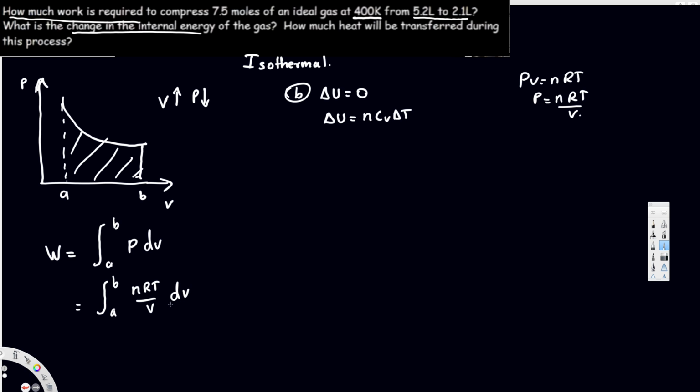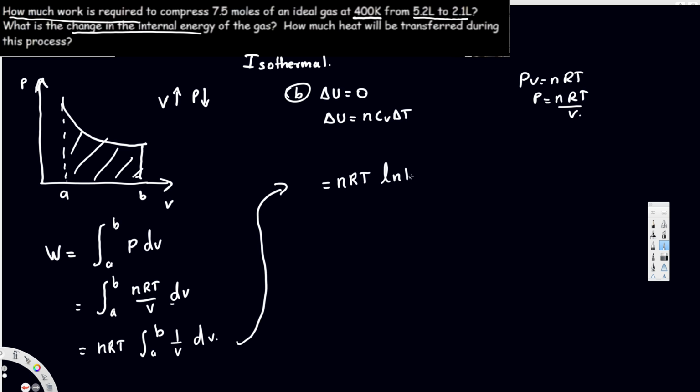If you notice, we are writing dV. So with dV, everything except V is going to be a constant. So we can move this nRT to the front. Let's leave 1 over V right here and move nRT to the front. So this is going to be nRT integral from A to B of 1 over V dV. If you have taken calculus, you know that the integral of 1 over V is ln V. So we can integrate directly, right? This is going to be equal to nRT ln of V, going from A to B.